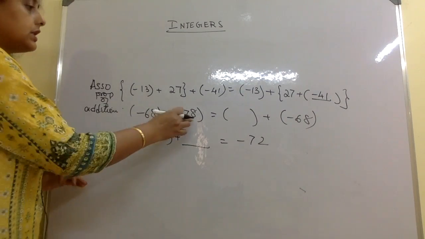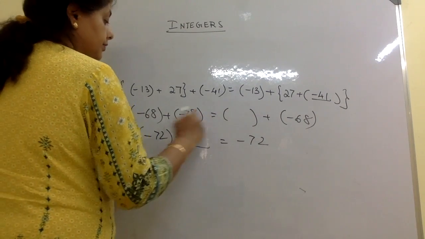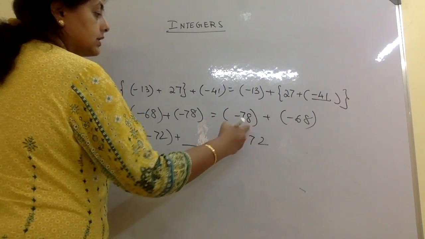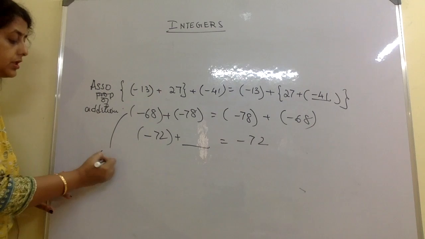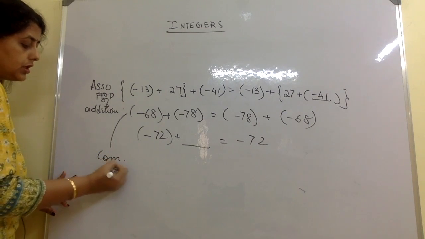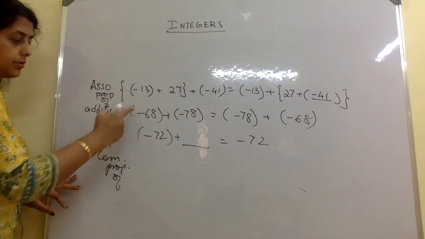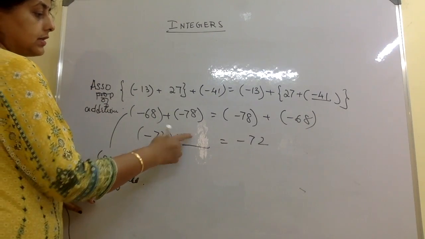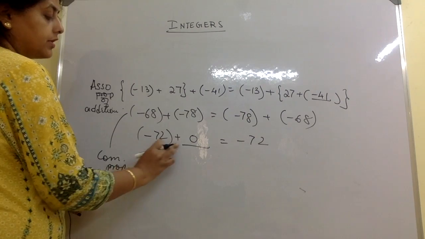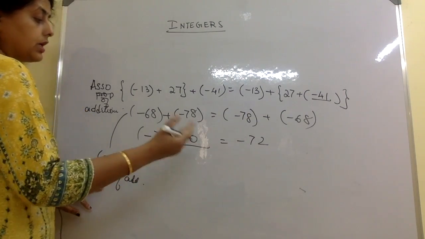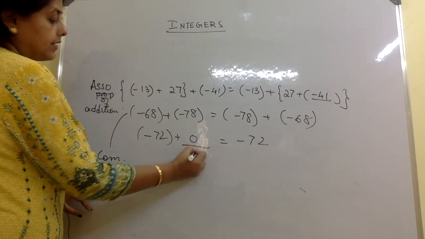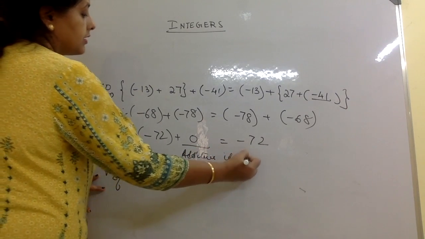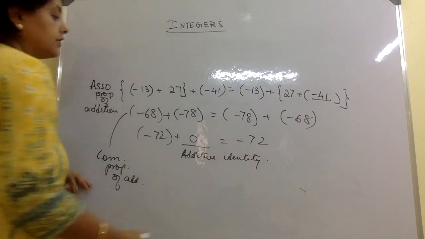Now if you say this is a plus b, this is b plus a, this is the commutative property of addition. Again, what is this? This has to be a 0. Minus 72 plus what is still minus 72, and this is the additive identity. 0 is the additive identity.